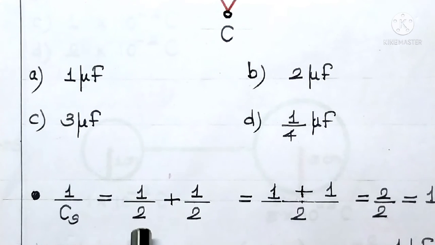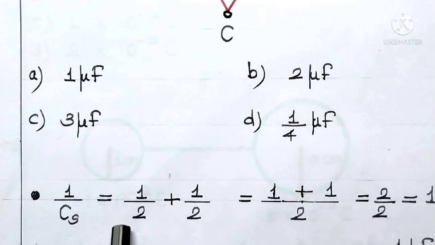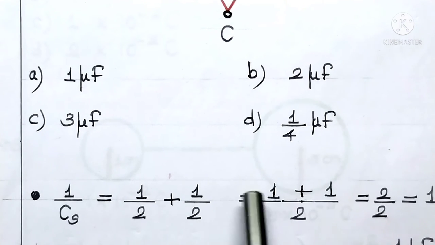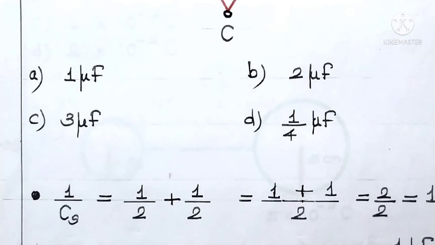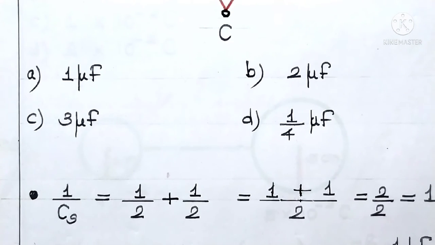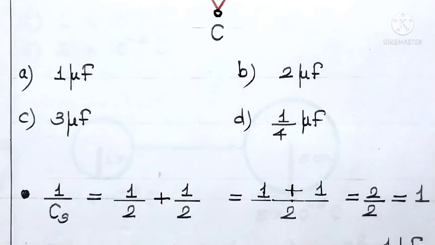So 1/C1 plus 1/C2. What is the capacitance of the first one? 2 microfarad. So 1/2. What is the capacitance of the next one? That is also 2 microfarad as given in the diagram. So 1/2. Now let us take the LCM 2. 1 plus 1, which is equal to 2/2. So finally, what do we get? We get 1. So 1 microfarad.